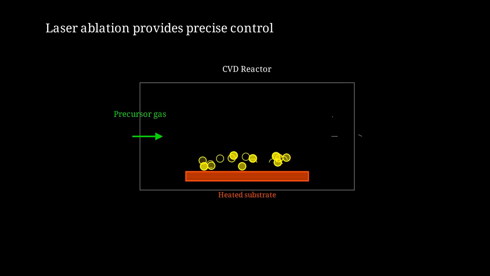Chemical vapor deposition takes a different approach. Precursor gases flow over a heated substrate where they decompose or react, depositing nanoparticles or films. The beauty is in the chemistry. Choosing the right precursor and conditions sculpts the final structure.